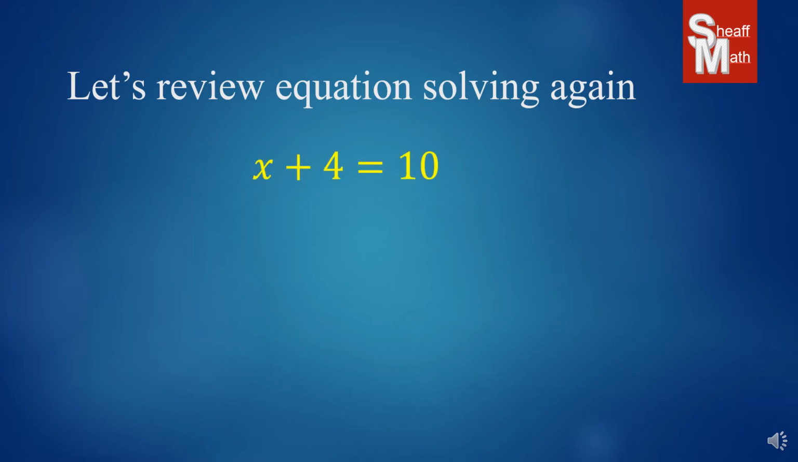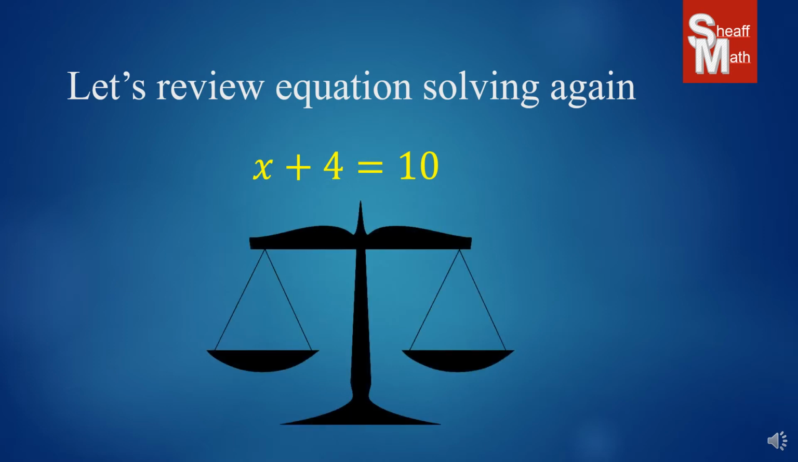Now, this is a typical equation where you have to solve for x, and I want you to think of an equation as a scale like this. The left side equals the right side. And in order for an equation to be true, those little scales have to be even right there, okay?